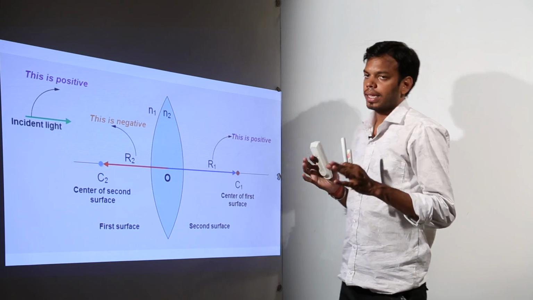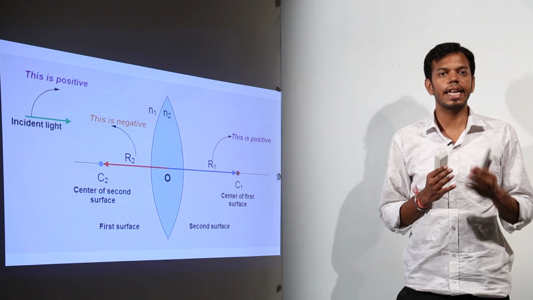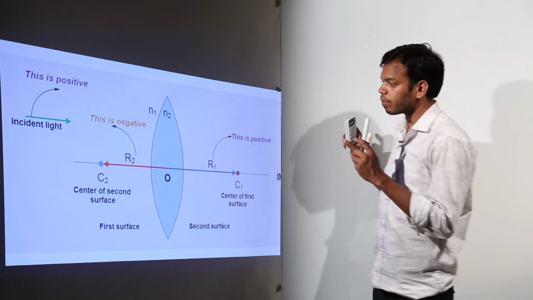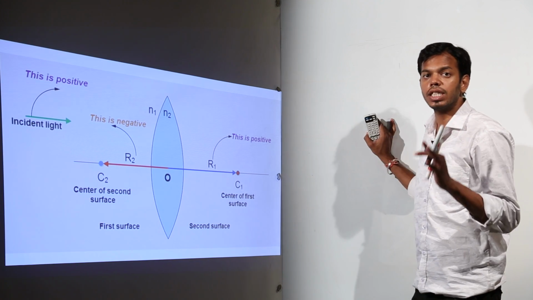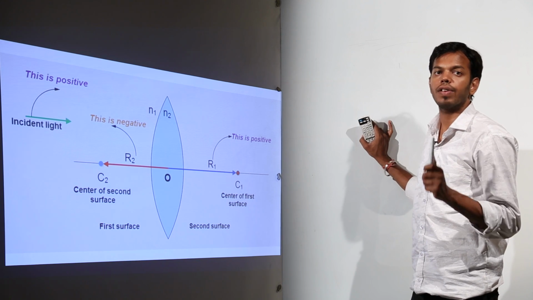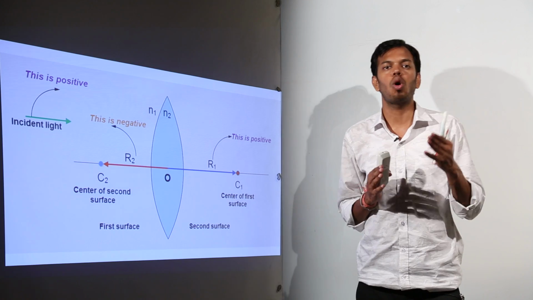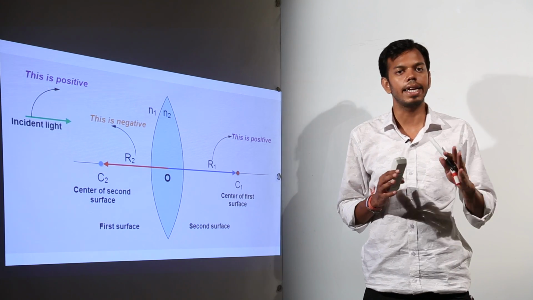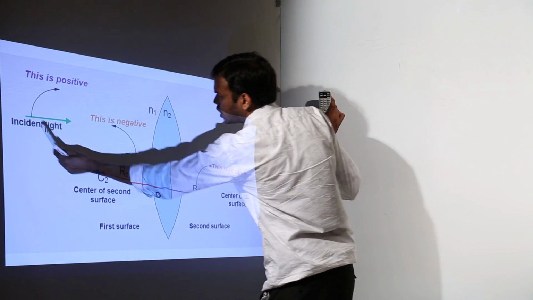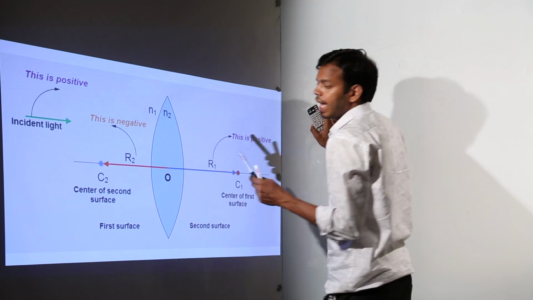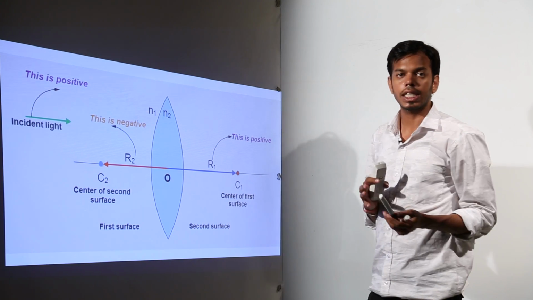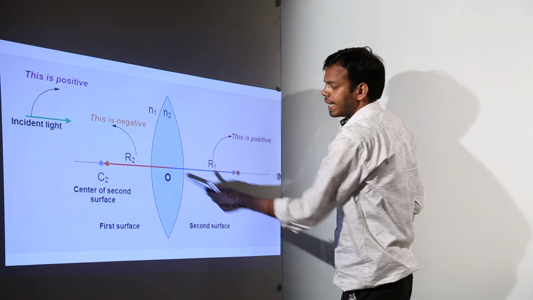See, this is how we take negative and positive signs. All the distances which are measured in the direction of incident light are positive. All the distances which are taken opposite to the direction of incident light are negative. For example, suppose this is the direction of incident light and we have to measure the object distance and image distance from the optical center.